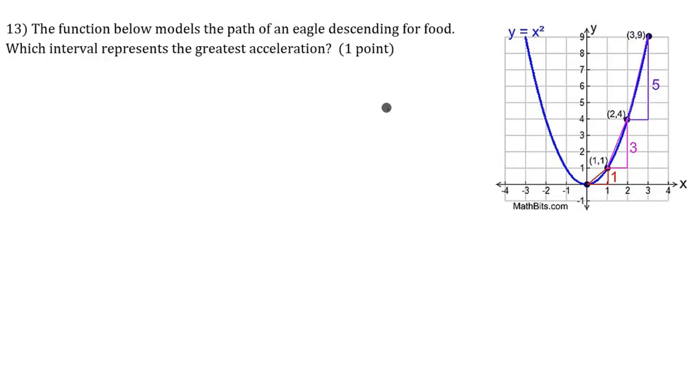Okay, on to question number 13. We're given a graph here and we want to figure out the interval that represents the greatest acceleration. So that just means which of these intervals right here do we have the greatest change in y, I guess you would say. Now remember that rate of change is measured by rise over run.